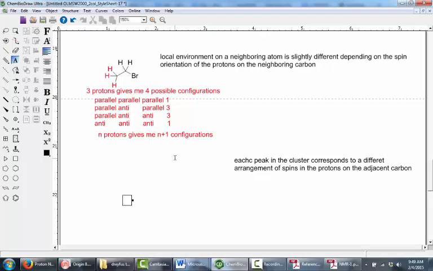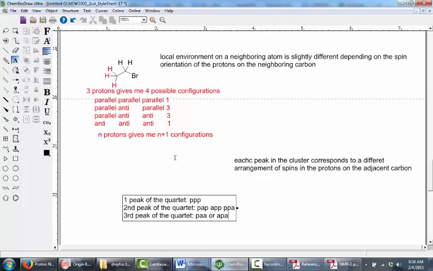So let's see. Again, the first peak of the quartet is for parallel, parallel, parallel. I'll just abbreviate that P. Second peak of the quartet corresponds to PAP or APP or PPA. Third peak of the quartet corresponds to PAA or APA or AAP. And then the fourth peak corresponds to AAA. So again, I'm going to see 4 peaks.